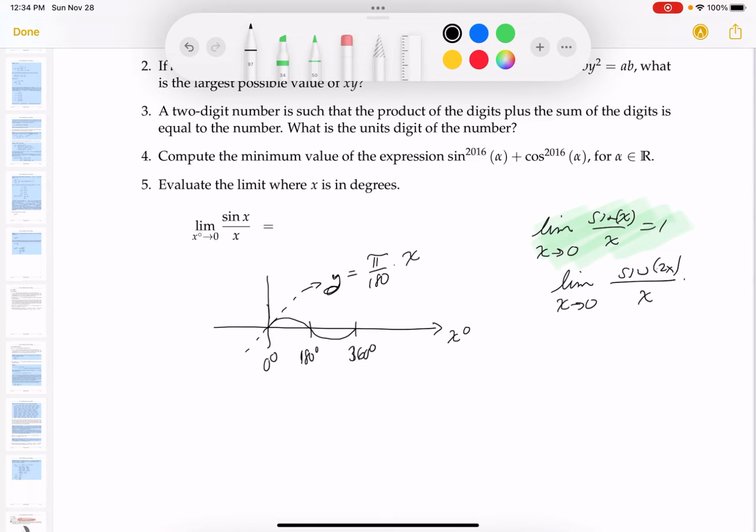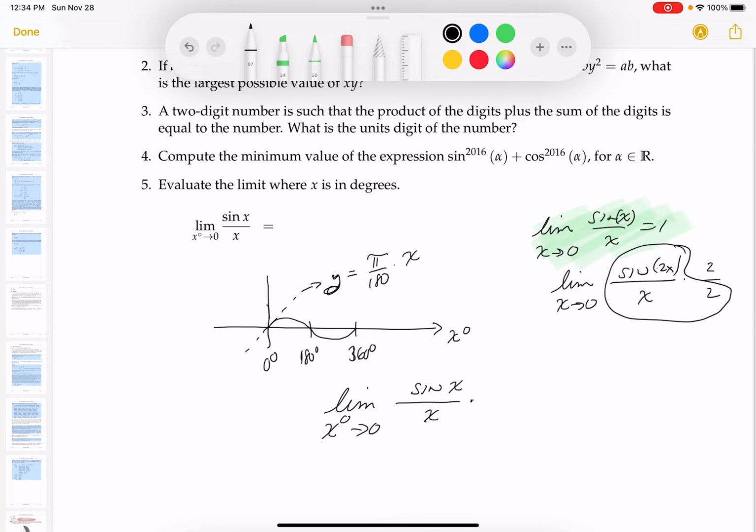The trick there is to multiply top and bottom by 2. And then see this thing over here. All right, well, let me do that. Limit as x in degrees goes towards 0 of the ratio sine x over x. This is going to be tricky, isn't it?